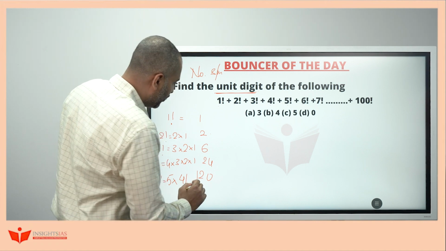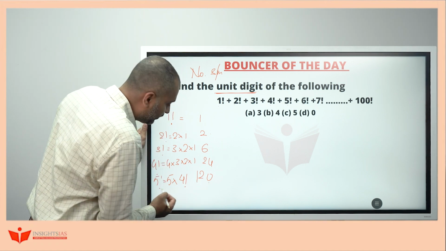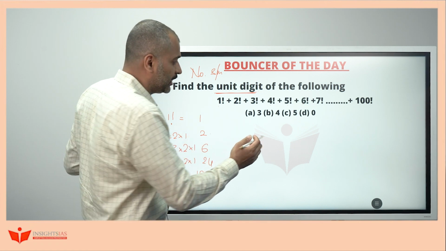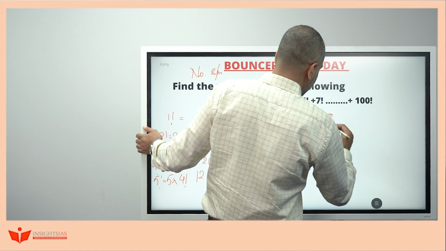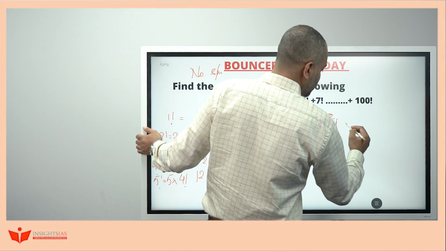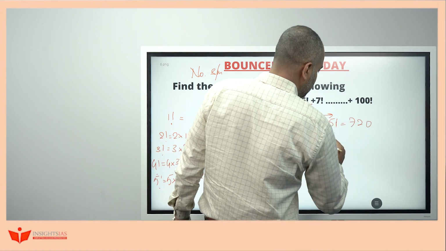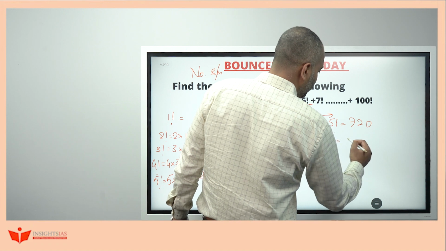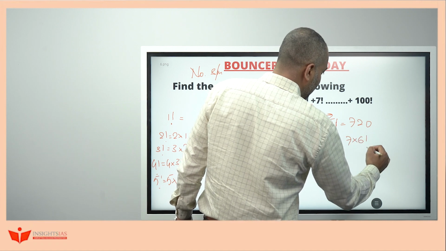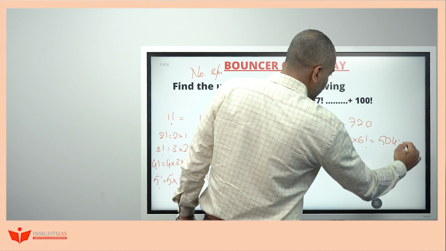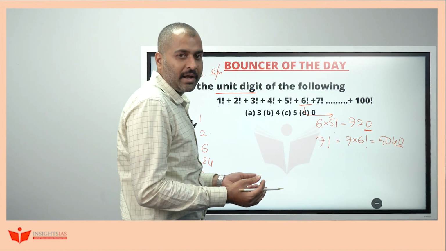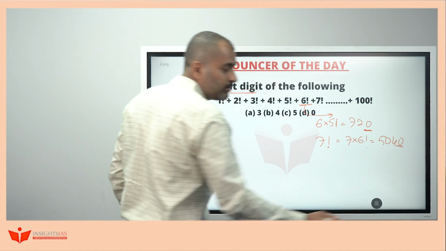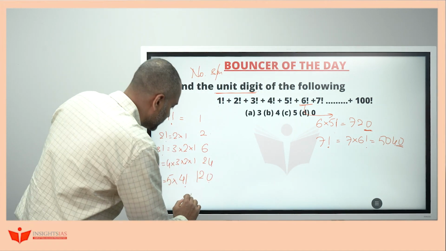See, once you get 0 at the end, if you multiply anything, for example, 6 factorial. What do you mean by 6 factorial? 6 factorial is nothing but 6 into 5 factorial. This is equal to 720. Similarly, 7 factorial is equal to 7 into 6 factorial. This is equal to 5040. Once I get 0 at the end, if you multiply by any number, again the unit digit will be 0. When you try to add all those things, okay, look here.